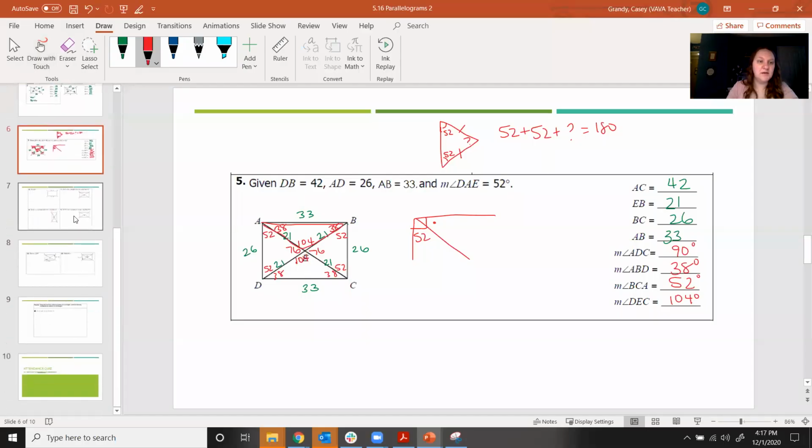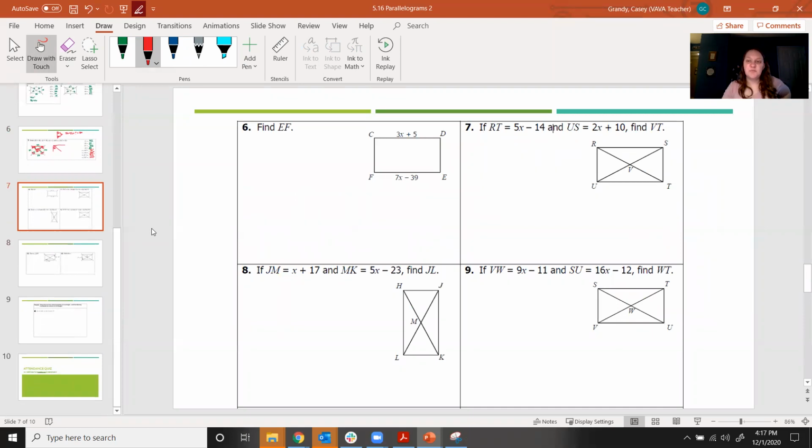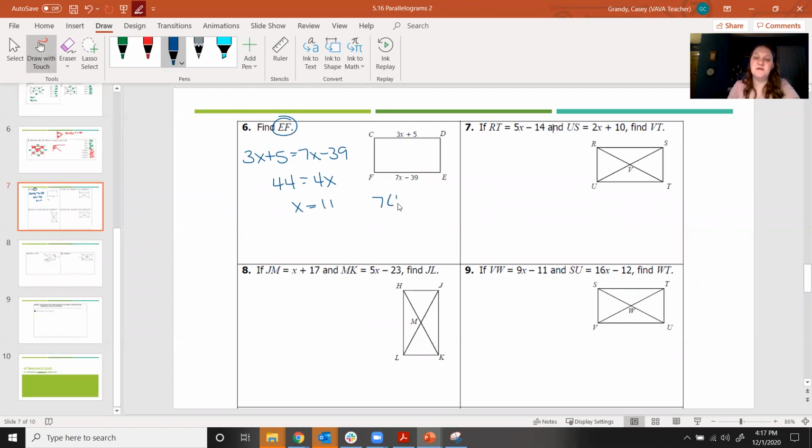Okay, moving on. I've got some examples here with more rectangles. In this example, opposite sides are labeled. And remember, a rectangle is a parallelogram, which means the opposite sides are congruent. And then we'll just solve for x. It doesn't answer the question. The question says find EF, so I'm going to take that 11 and plug it in for EF.